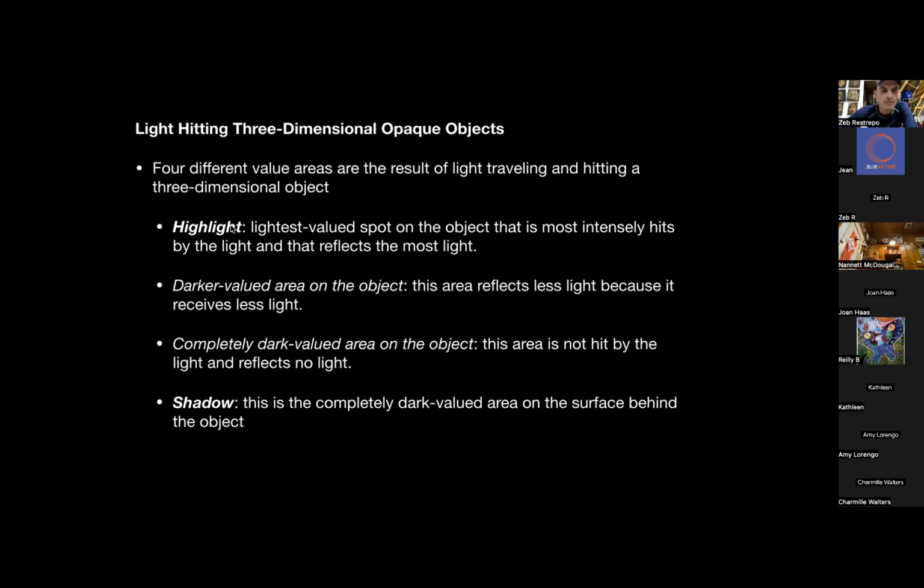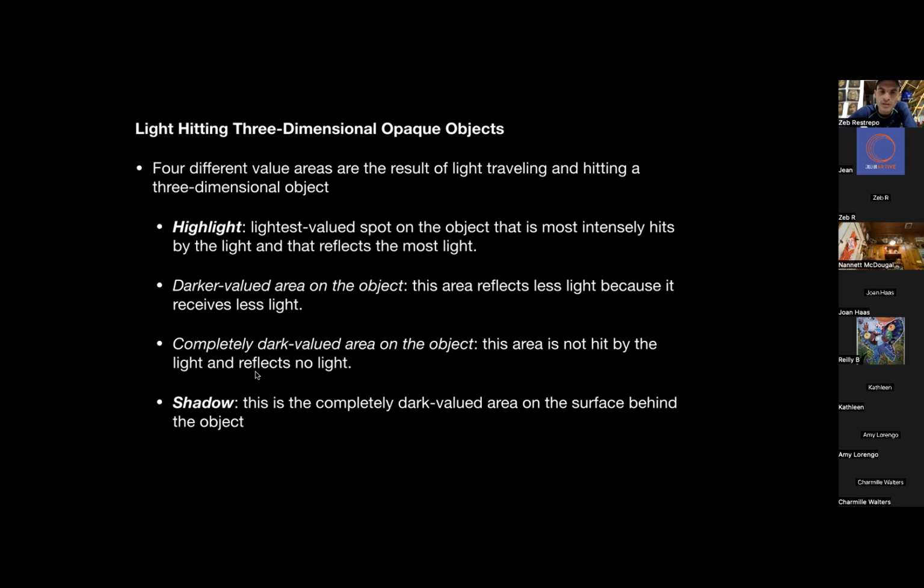This is very simplified, I think, but we have the highlight, which is the lightest value spot on the object, that is most intensely hit by the light and reflects the most light. Then we have a darker valued area on the object. This area reflects less light because it receives less light. And then a completely dark valued area on the object.